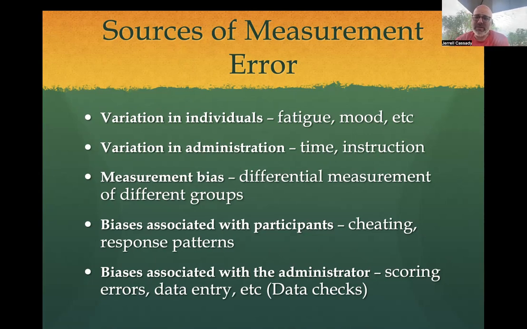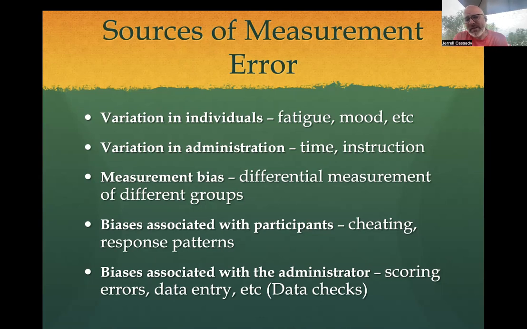We show that generally it affects about 10% of your performance on a test. 10% is not a huge impact, but it's a difference between an A and a B. So those variations can be sparked in for different individuals or within individuals. So those are all sources of measurement error.